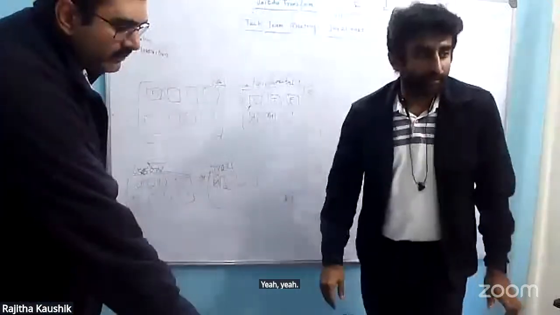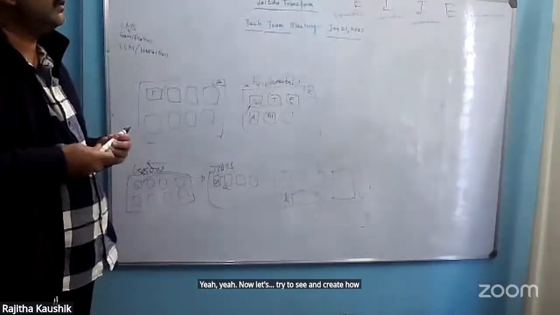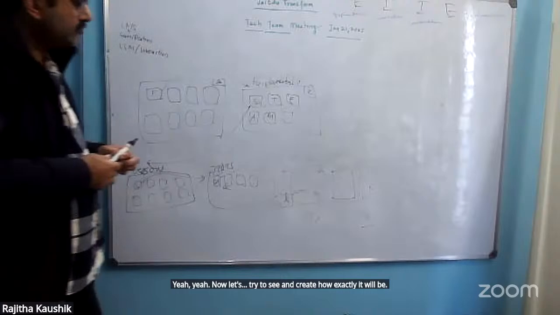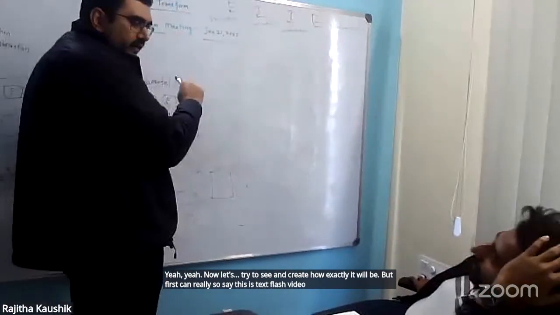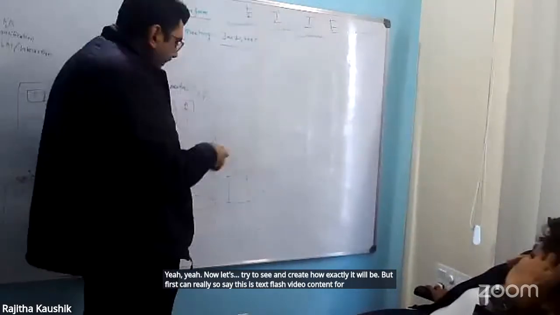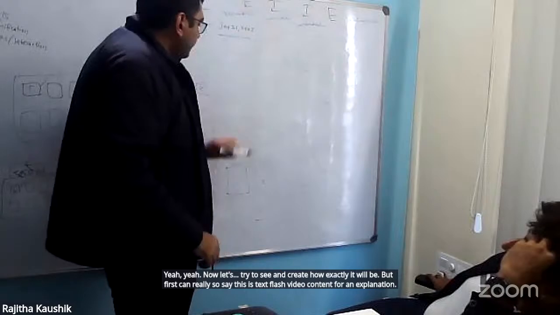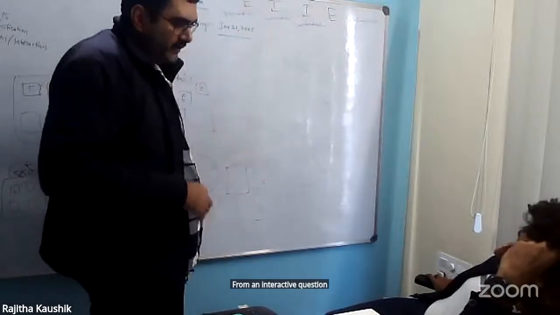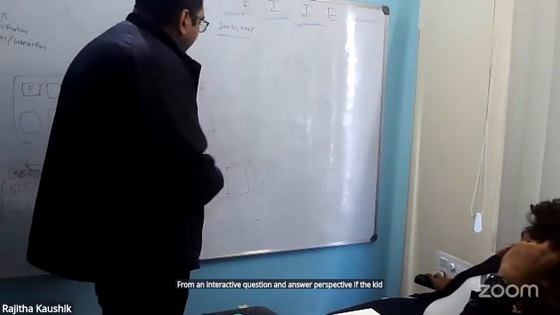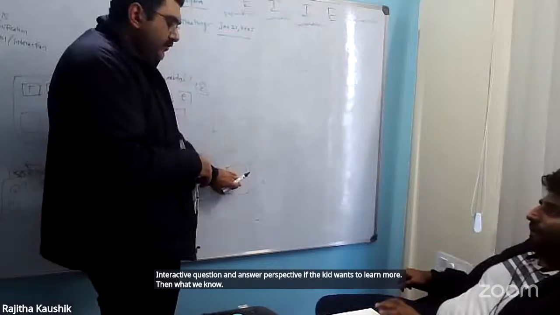Now let's try to see and create how exactly it will be. First cut we will see. This is text slash video content for explanation. That part is presented this way by Gemini, probably 2.0. You want an interactive question and answer perspective, if the kid wants to learn more. Right now Gemini 2.0 takes good care of it.